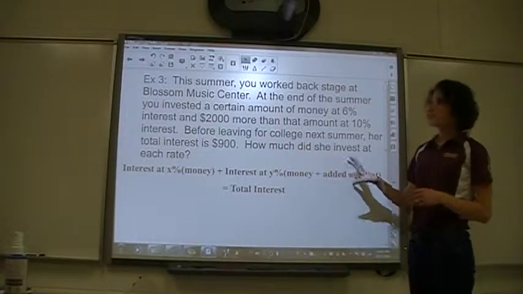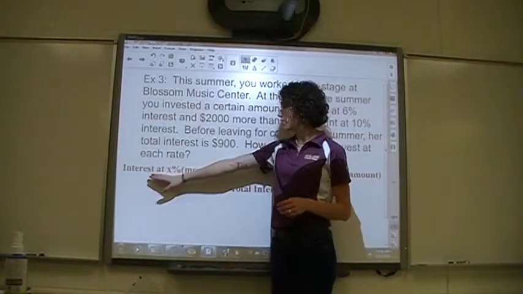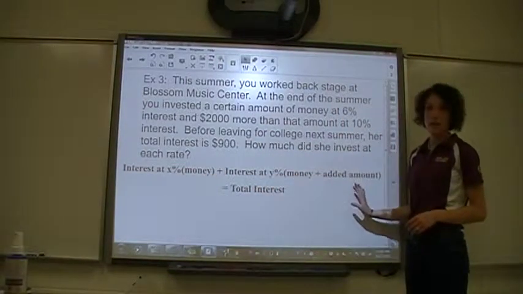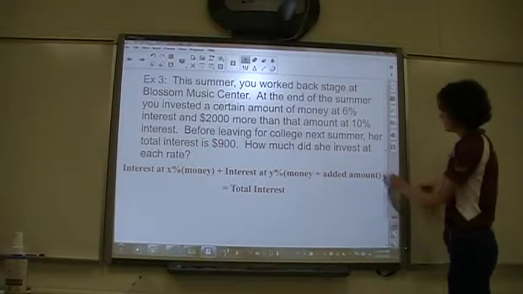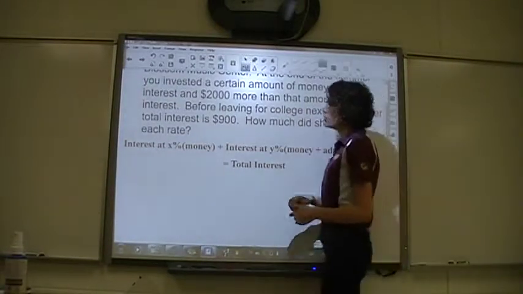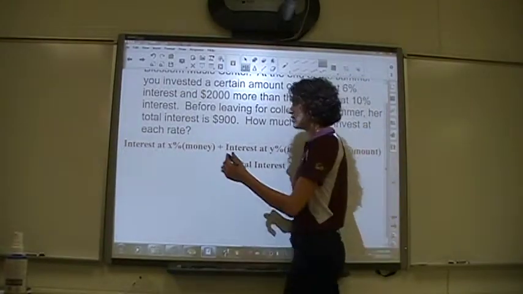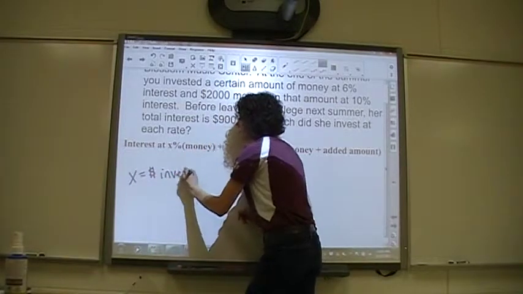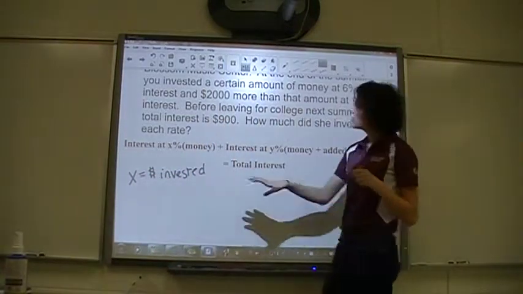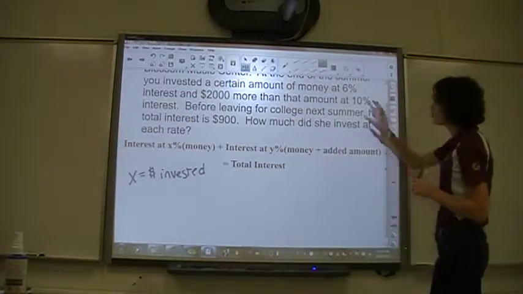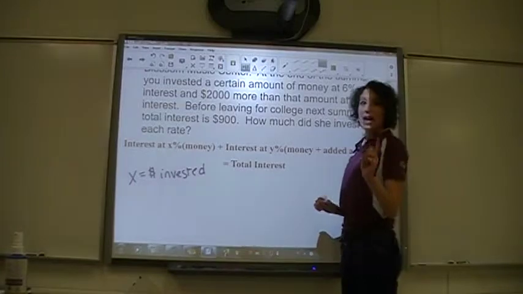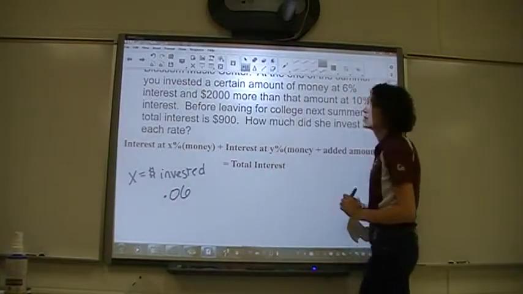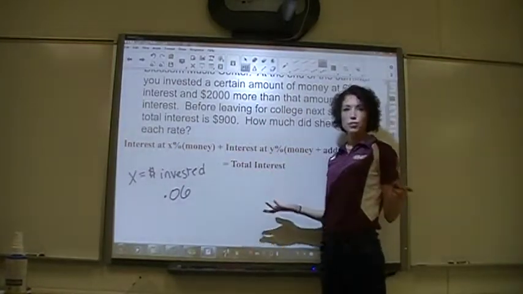So you know that you need to use that last equation, which is interest at X percent times the amount of money, plus interest at Y percent of that money plus maybe that added amount, equals that total interest. In this equation, you don't know how much money you're investing, so you can let X equal that money invested. So your interest at X percent for the first one, which is 6%. Again, write that as a decimal, which would be 0.06 because it is 6%, times that money that you invested, which you don't know, so that's going to be your X.